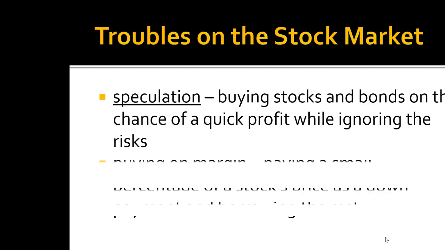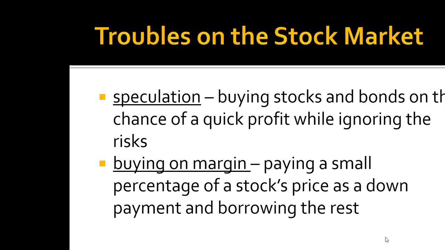So here are a couple of troubles on the stock market at this time. First off, people are engaging in what's known as speculation, where they are buying stocks without doing much proper research. They're ignoring the risks and gambling that the company is going to do well and make them a lot of money, when they really don't have any enlightened reasoning to think that. This is taking a large risk when you make impulsive moves like this without doing the proper research.